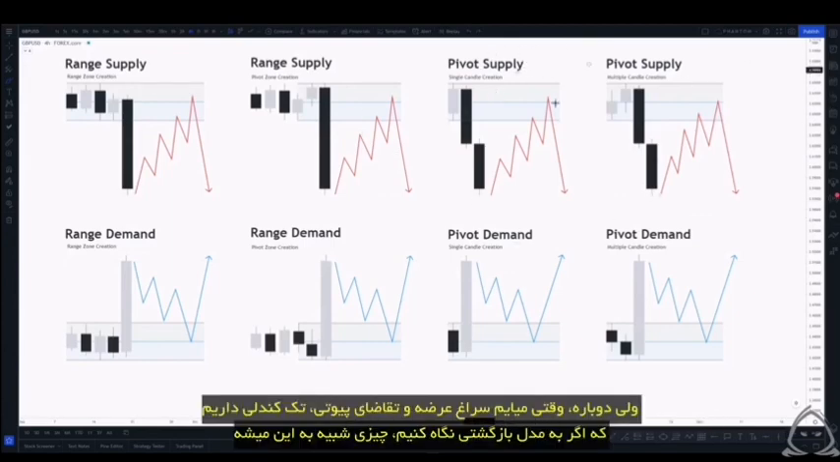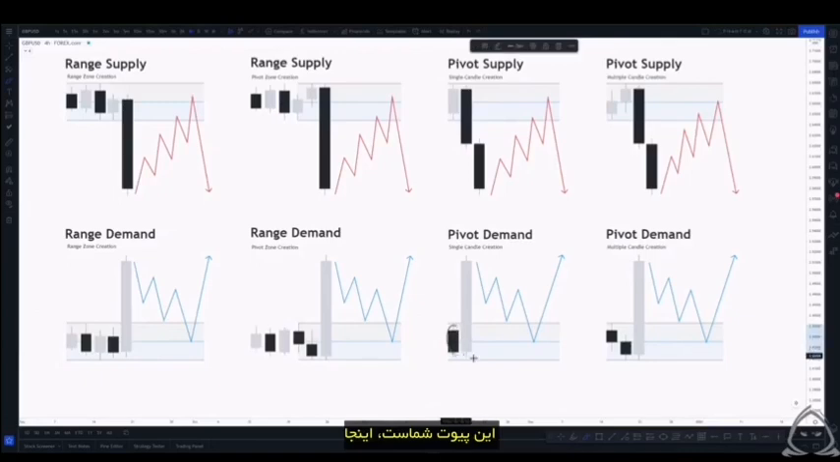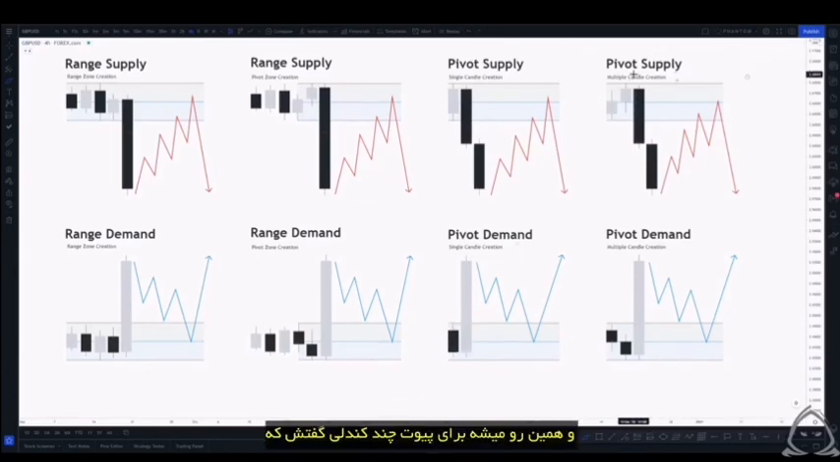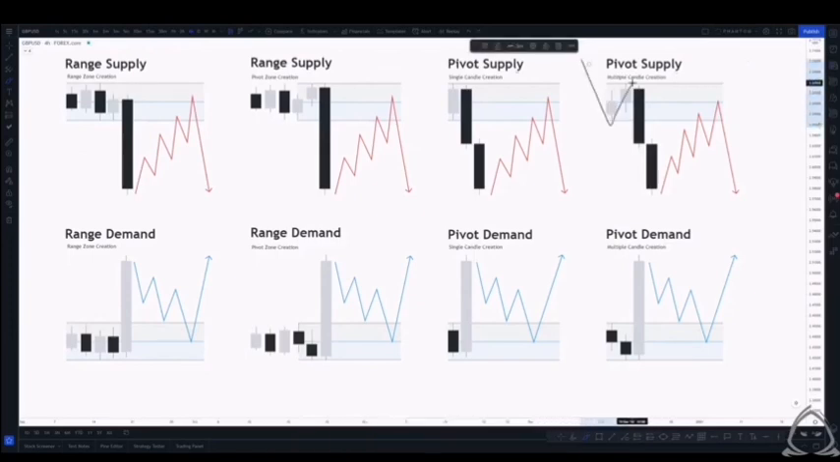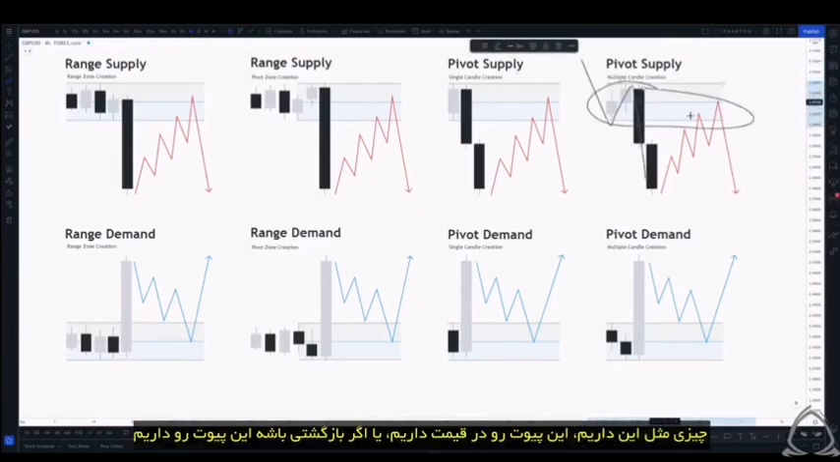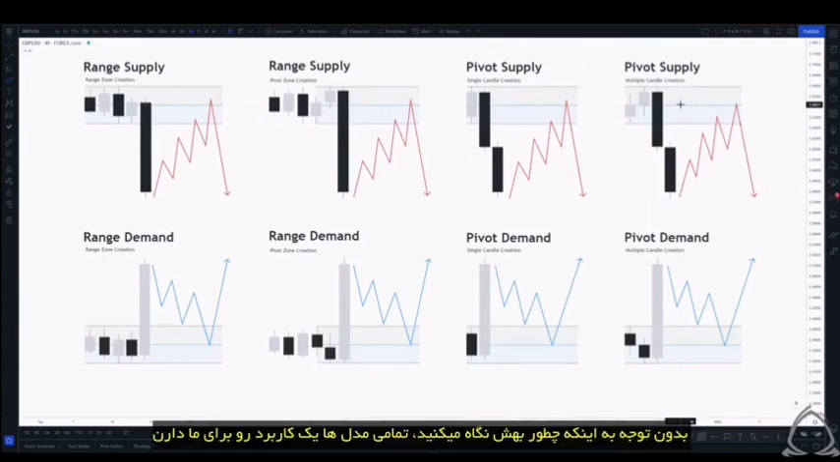But again, when we're coming back to pivot supply and demand, we have the single candle, which if we're looking at a reversal model would be something like this. There's your pivot, would be that right there. Or if we had a continuation, there's your pivot, and we're just drawing it on that singular candle. And the same can be said for the multiple candle creation, where we have something like that, where we have this pivot in price, or if we have a reversal, we have that pivot in price. Regardless of how you're looking at it, all the models remain the same in what we're looking to do.